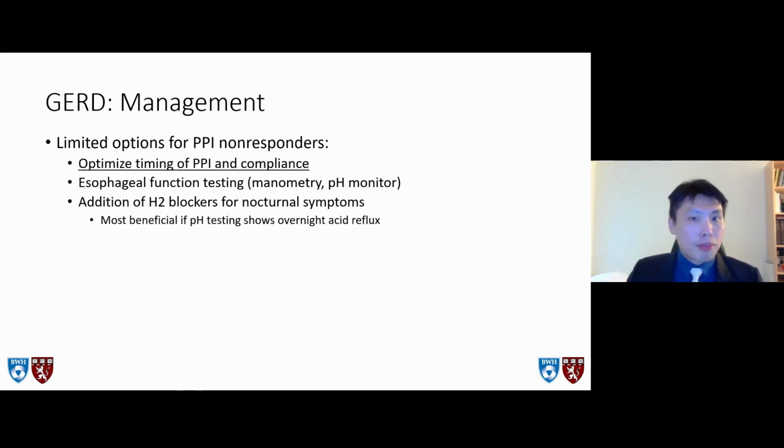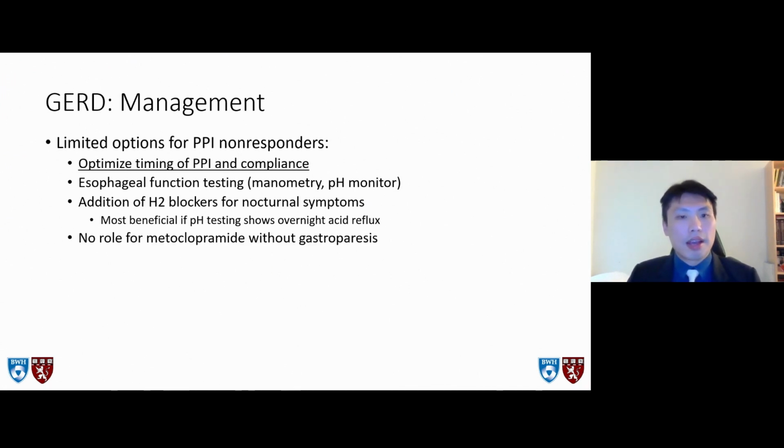You can add an H2 blocker if they have nocturnal sleep symptoms. If they tell you that mostly the symptoms are worse when they're sleeping or lying down, adding an H2 blocker might be helpful. They're most beneficial if they already have pH testing showing overnight acid reflux. There really is no role for metoclopramide in patients without known gastroparesis or evidence of gastroparesis.